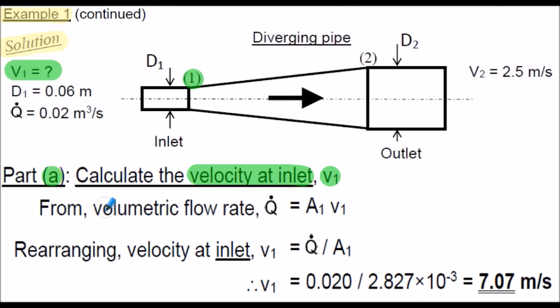So from the volumetric flow rate equation, labelled Q dot, the volumetric flow rate was given in the question, and that's equal to the area at the inlet, A1, multiplied by the velocity at the inlet, V1, we're trying to find. So rearranging for the velocity at the inlet, V1 is equal to Q dot divided by A1. Inserting the values, then the velocity at inlet V1 is 7.07 meters per second to 2 decimal places.